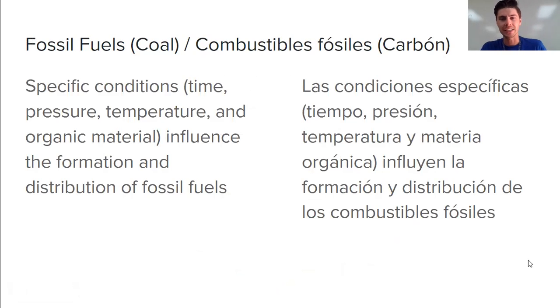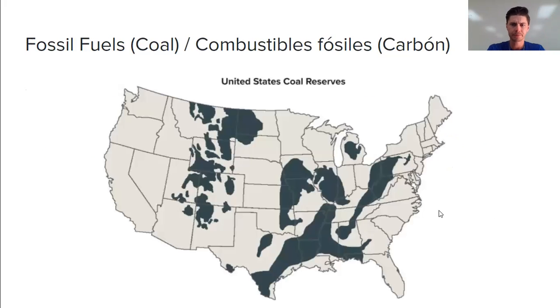Our final key idea, feel free to pause. Here is your explanation. Specific conditions like time, the amount of pressure, the temperature, and the type of organic material, so the type of plant or animal that's decomposing, will influence the formation of and distribution of fossil fuels. Let's go back to the map.